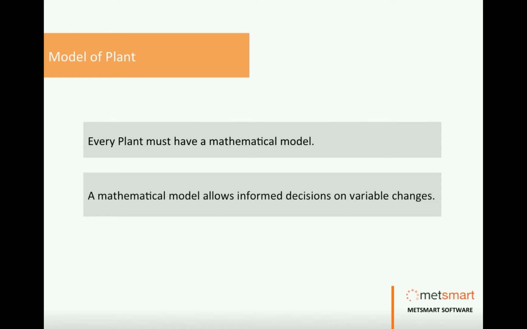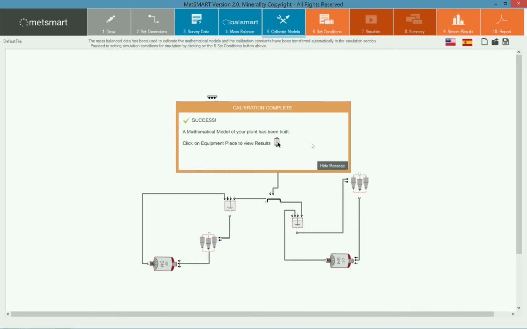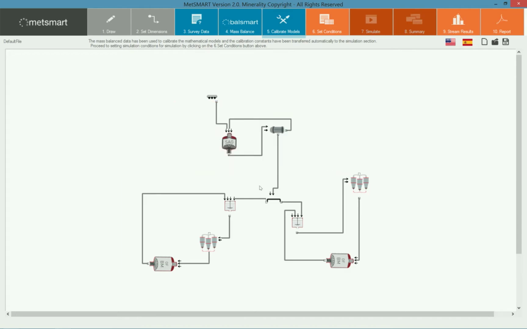The second application is to build a mathematical model of your plant. Now, this type of study is not done frequently, but it is very important to perform. Every plant must have a mathematical model, and the reason for that is that the engineer on the plant must be able to do a simulation in order to see the effect of decisions that he makes on a daily basis on the plant. After we've entered our survey data and we've performed a mass balance, we can calibrate the plant. We calibrate the plant simply by clicking on the Calibrate Models button. Within a few seconds, the calibration result is available.